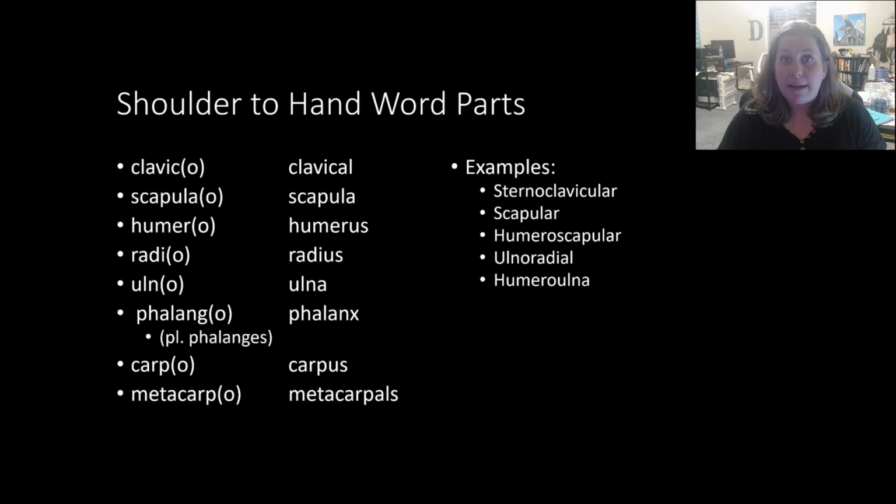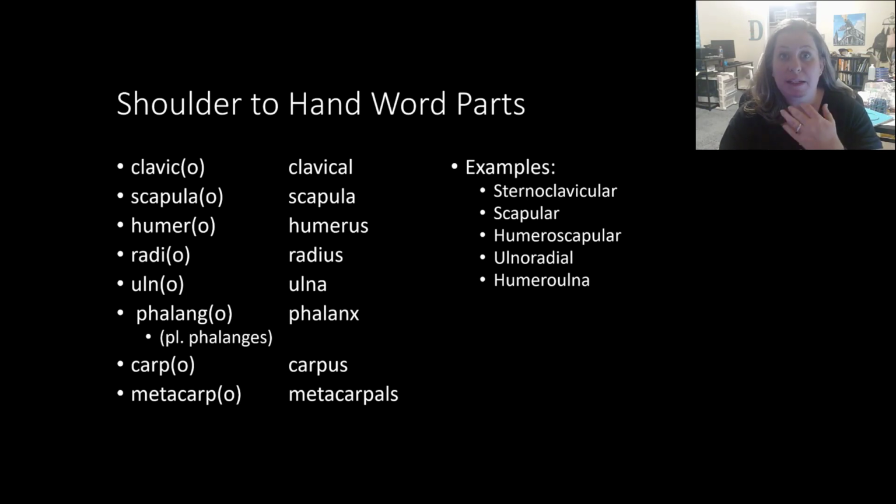All right, so let's talk about some word parts that deal with the shoulder to hand. We're talking about the appendage, going from the shoulder down to the hand. So you have clavicle, which is the clavicle bone. You have scapula, which is back here, your shoulder blade. Humero is the humerus, the arm bone in the top of your arm. Radio is for radius, and ulno is for ulna, so these two are in your forearm. Phalanges, of course, are the fingers, and if we're talking about one, it's called the phalanx.